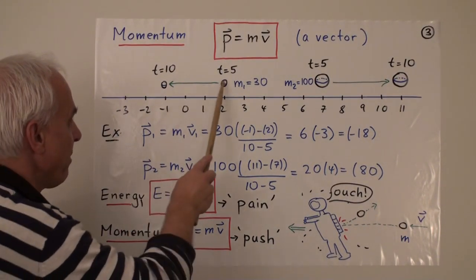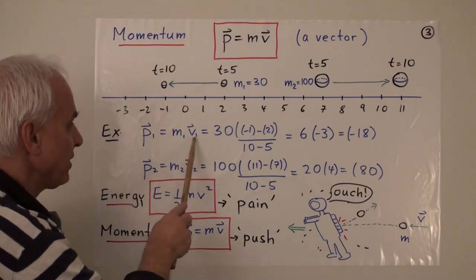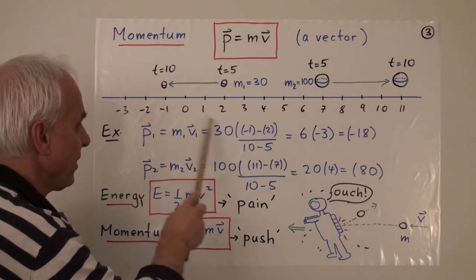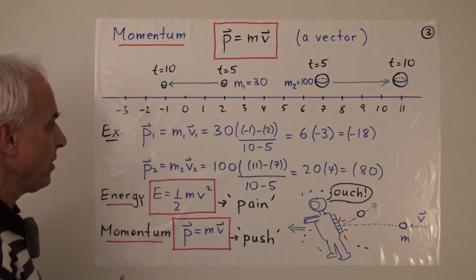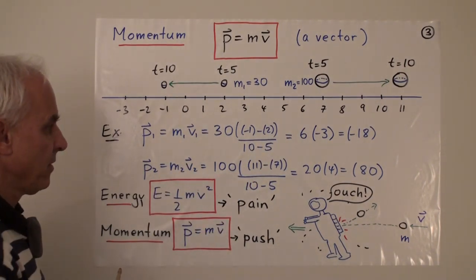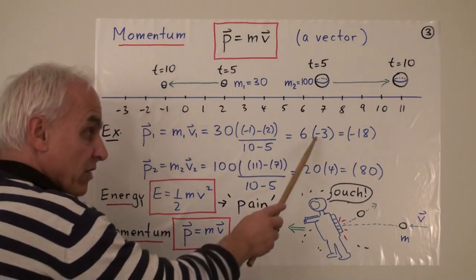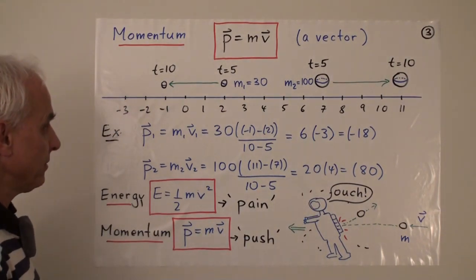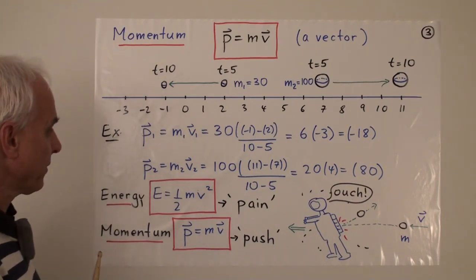So P1, the momentum of this thing, is the mass m1 times the vector v1. That's 30 times the difference in the x-coordinates, minus 1 minus 2, divided by the difference in times, 10 minus 5. And 30 over 5 is 6, and minus 1 minus 2 is the vector minus 3. So altogether that's the vector minus 18. So it's a vector in this direction of size 18.